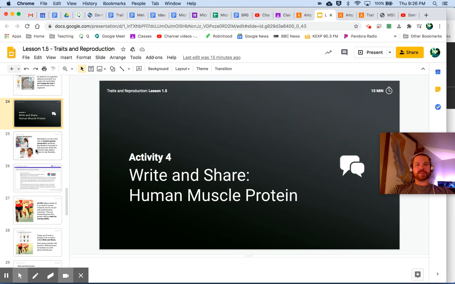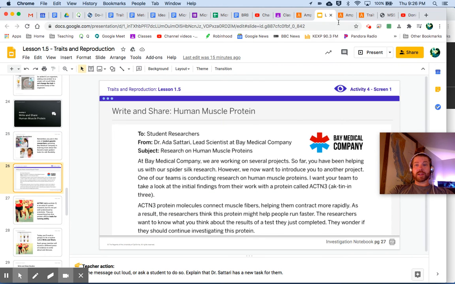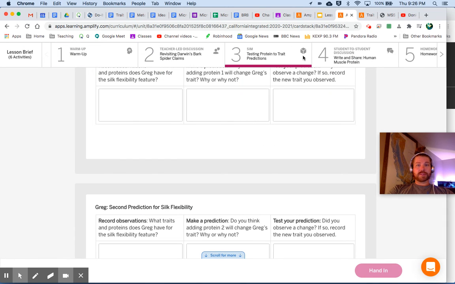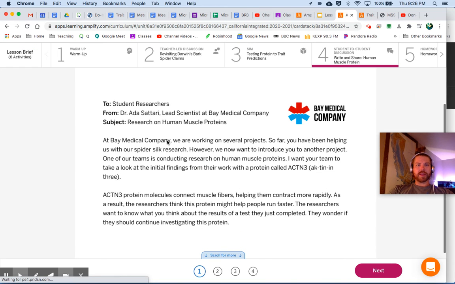To student researchers from Dr. Ada Satari, lead scientist at Bay Medical Company, subject: research on human muscle proteins. At Bay Medical Company, we are working on several projects. So far, you've been helping us with our spider silk research. However, we now want to introduce you to another project. One of our teams is conducting research on human muscle proteins. I want your team to take a look at the initial findings from their work with a protein called actinin 3.